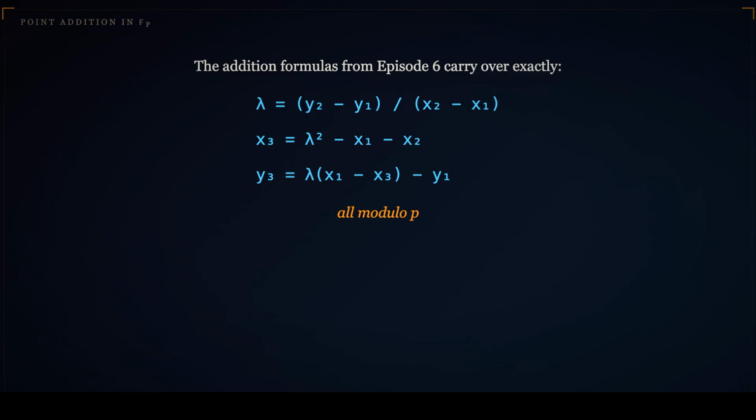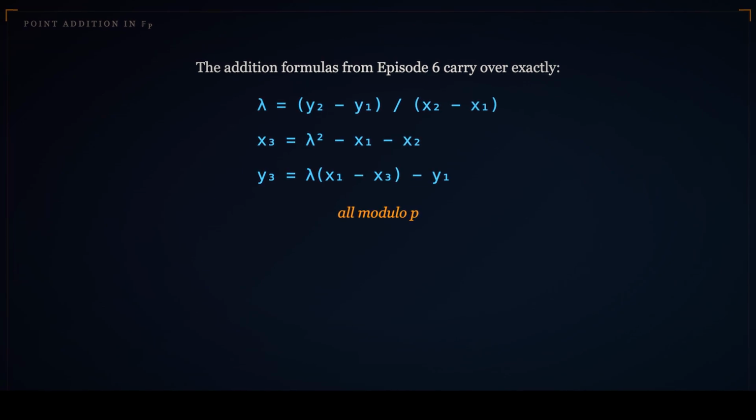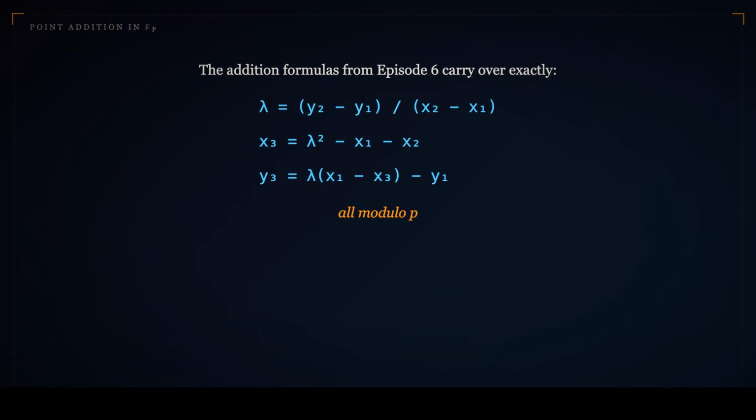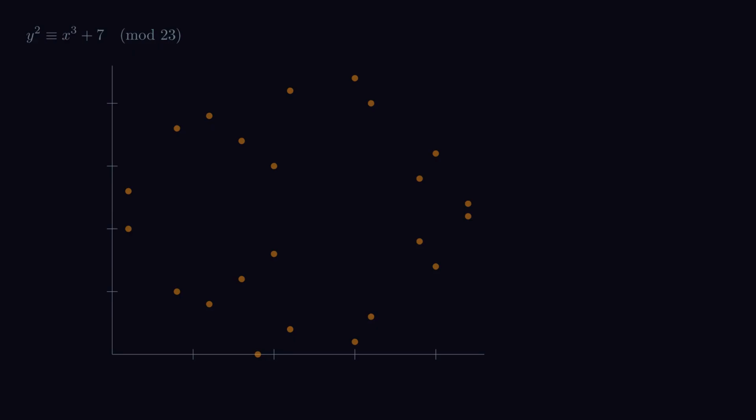Given 2 points P and Q, compute the slope lambda as the difference of the y-coordinates divided by the difference of the x-coordinates, all modulo p. Then x3 equals lambda squared minus x1 minus x2 modulo p, and y3 equals lambda times the quantity x1 minus x3, minus y1, modulo p. Let us compute an example.